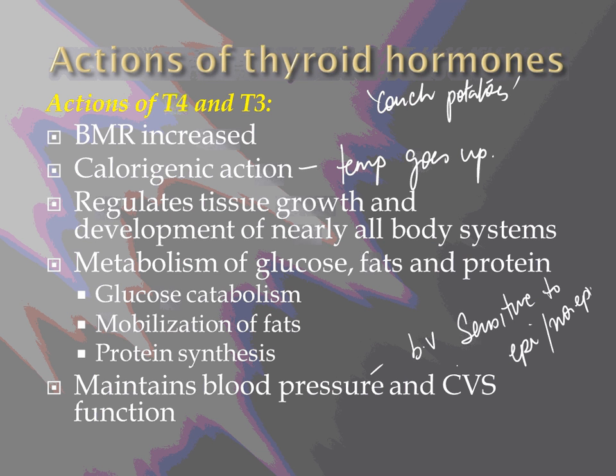So you can understand, with someone who has a hypersecretion of thyroid hormones, what do you think their blood pressure will be? High or low? High, because if it's making the blood vessels sensitive to epinephrine and norepinephrine, if there's more thyroid hormones, it will make them more sensitive, right? Someone with low thyroid hormones will have low blood pressure. The blood pressure will be lower than normal, okay? So these are some of the functions of the thyroid hormones.